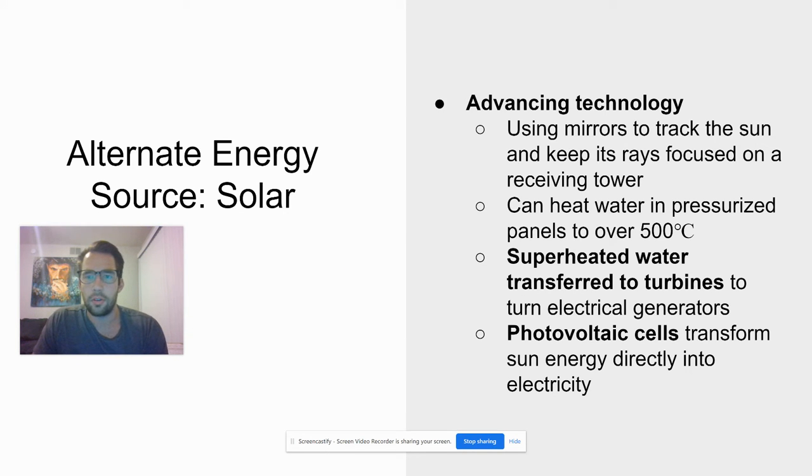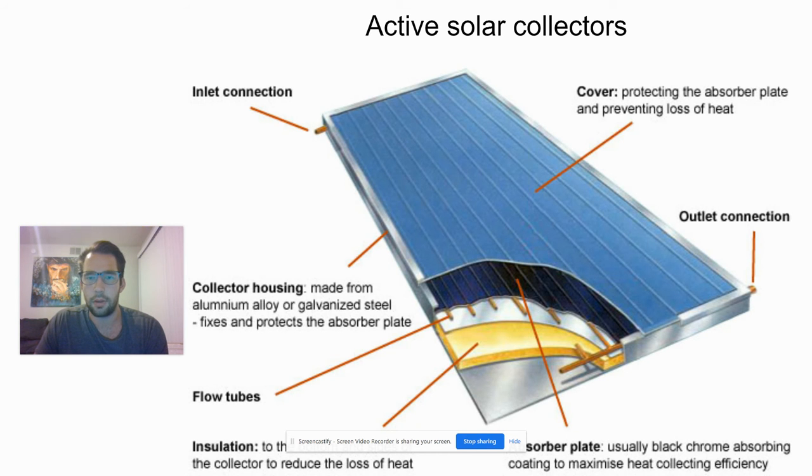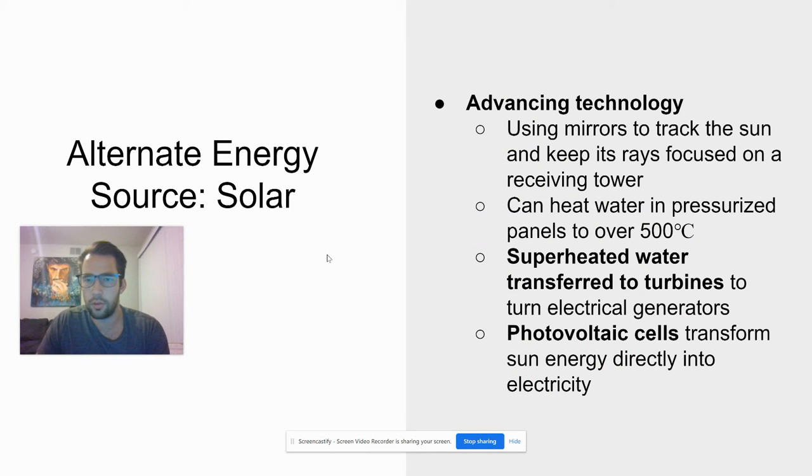So advances that are taking place in solar energy: photovoltaic cells. It's kind of the same concept here, except instead of heating up water, there are cells attached to this panel that actually turn sunlight, or sun energy, directly into electricity. We can also set up mirrors to track the sun and keep it so that we're getting direct sunlight more often. And we can use mirrors to also superheat water, which can then be transferred to turbines to turn electrical generators.